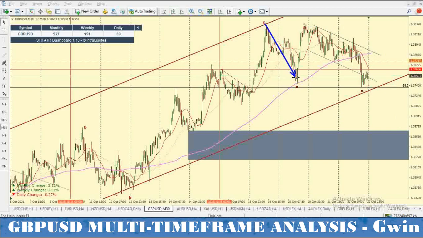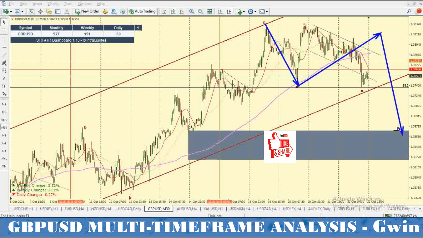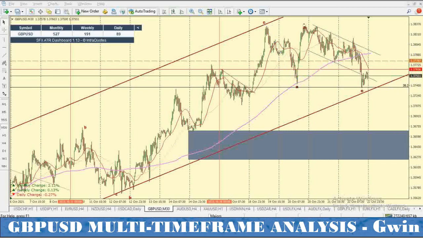Thereby creating an A, B of a flat pattern, and a C to create our wave D. Then we can look at a continuation to the upside. That's what I expect to see of price from next week, and that's how I'm set up for the next trading week.